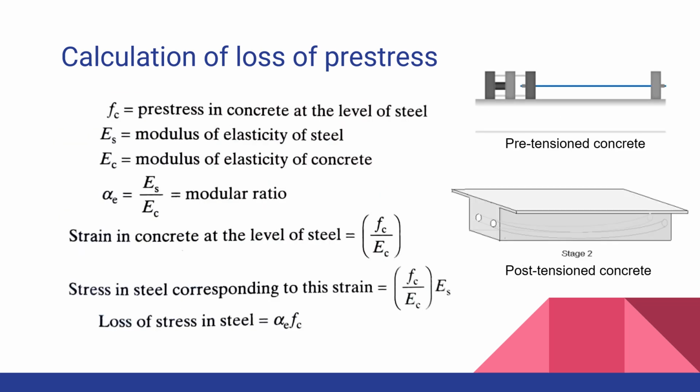After calculating prestress in concrete at level of steel, we need to calculate strain in concrete at level of steel, which is the prestress in concrete divided by Young's modulus of concrete. Then stress in steel corresponding to the strain in concrete is found by multiplying the strain in concrete by Young's modulus of steel. This is nothing but modular ratio into prestress in concrete at the level of steel. Modular ratio is the ratio of Young's modulus of steel to Young's modulus of concrete.